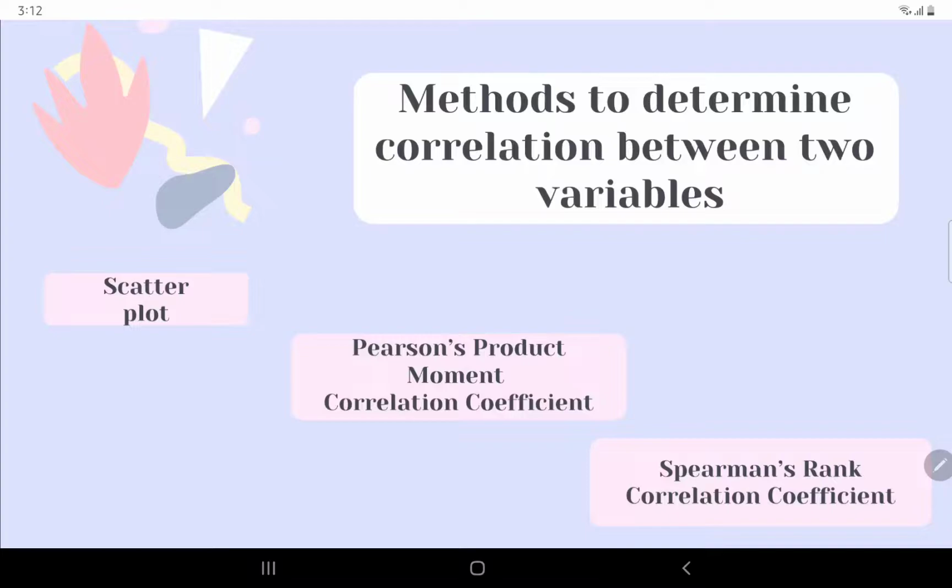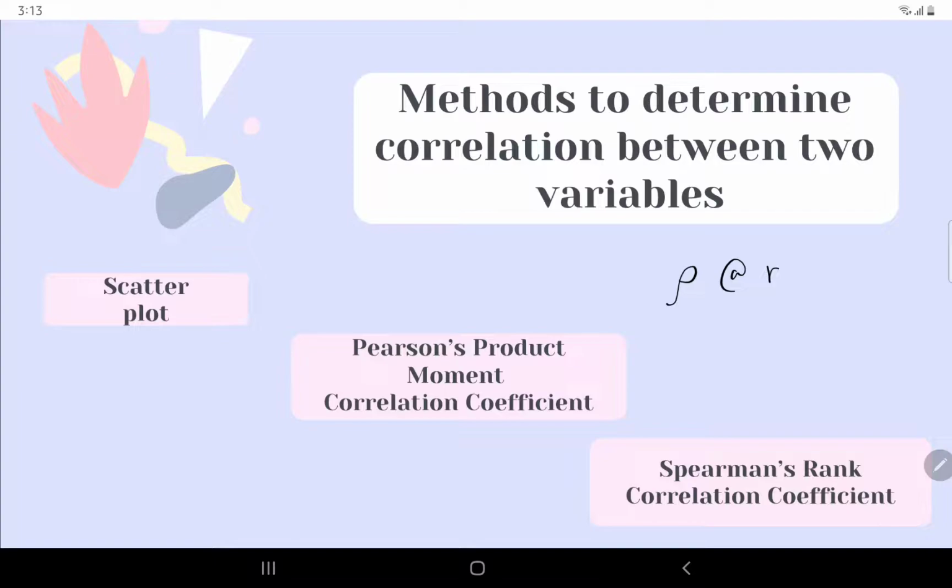Okay, there are three methods to determine the correlation between two variables. Okay, correlation, nak cari rho, ni untuk correlation of population, or R, the correlation for sample. Okay, ni untuk population, untuk sample. So there are three methods to find rho or R.